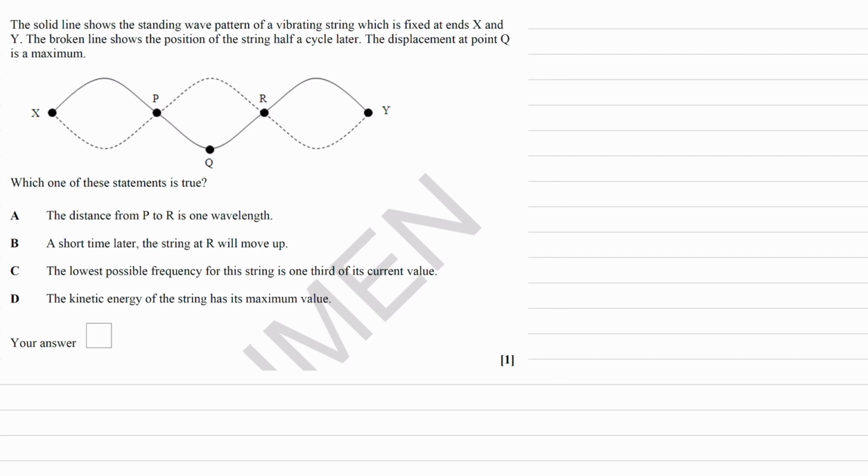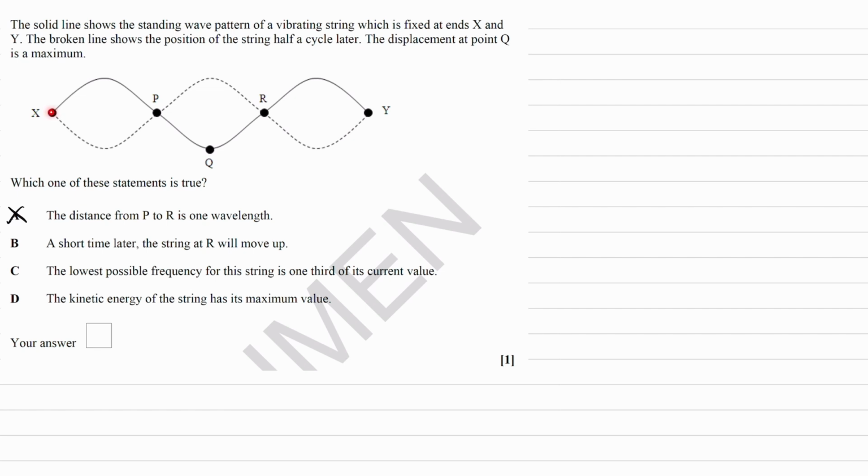Option A, the distance from P to R is one wavelength. The distance from P to R is actually half of a wavelength. So one full wavelength, or one full wave, is this. That's one full oscillation, or one full wave. So one wavelength will be the distance from x to R. So P to R is actually half of a wavelength. So it's not A.